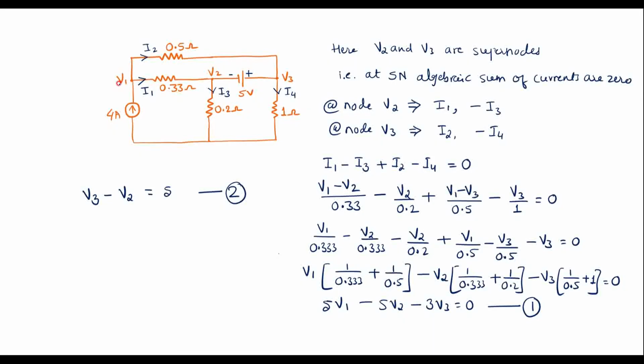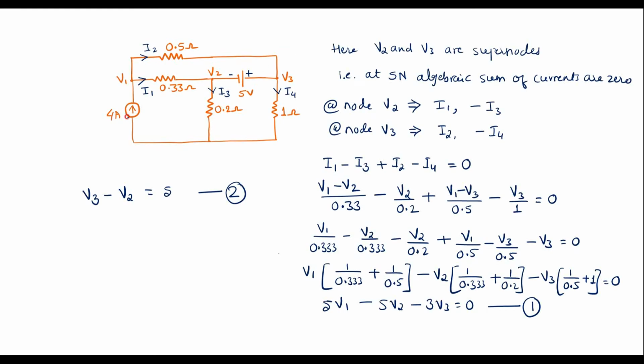Now we have to apply KCL to node V1 because node V1 is independent node. We must apply Kirchhoff's current law to node V1. That is here 4 amp is incoming, I1 and I2 are leaving.